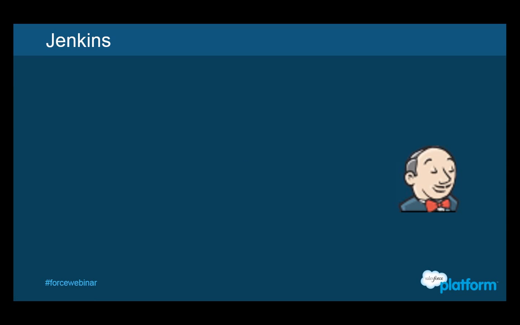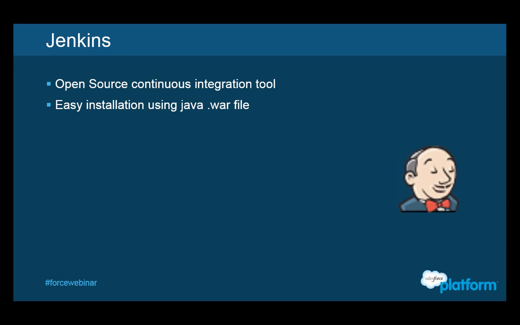So let me talk a little bit about Jenkins here. Jenkins is an open source continuous integration tool. It can also be used quite easily as a continuous deployment tool. Again, it's open source and it's built on top of Java. It can be easily installed using a .war file.